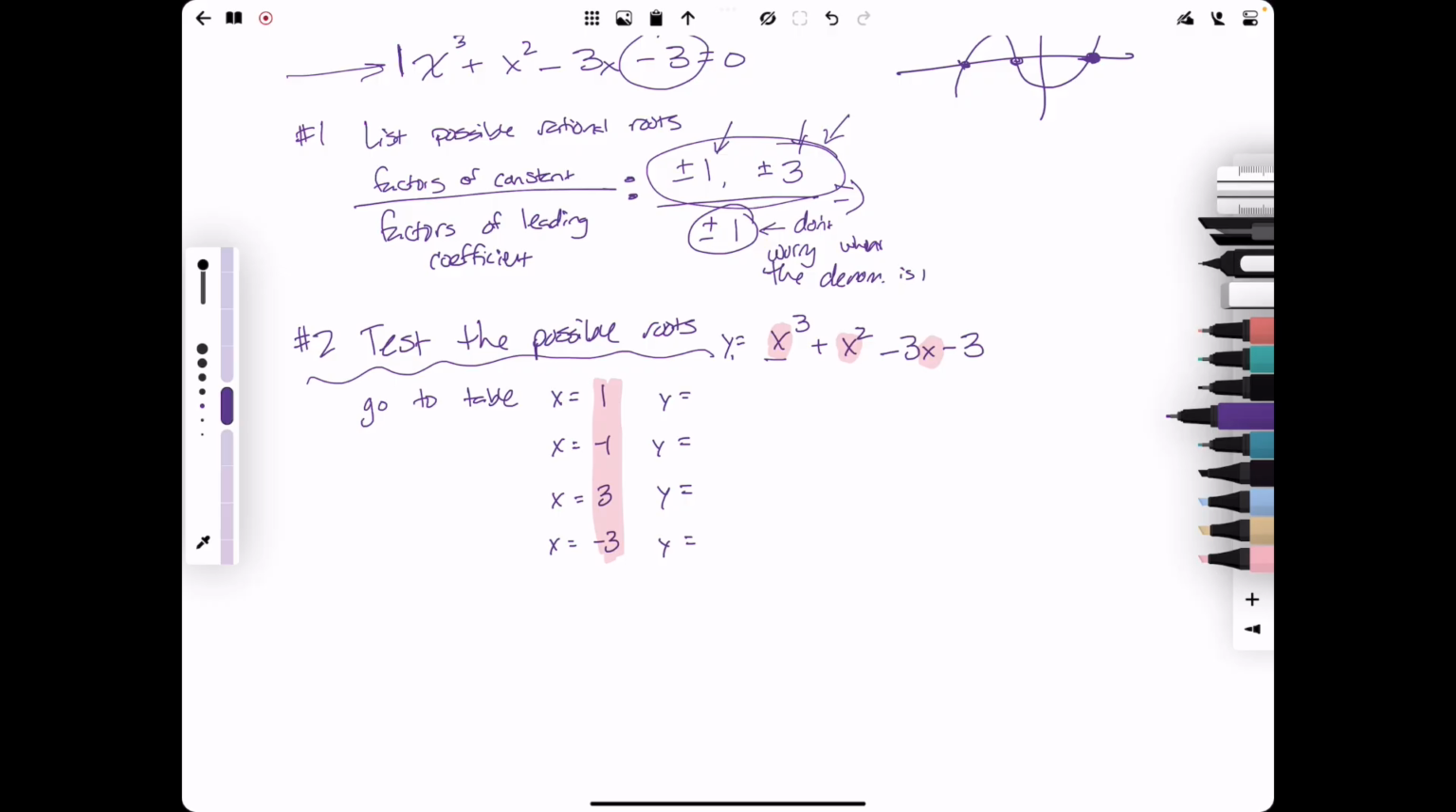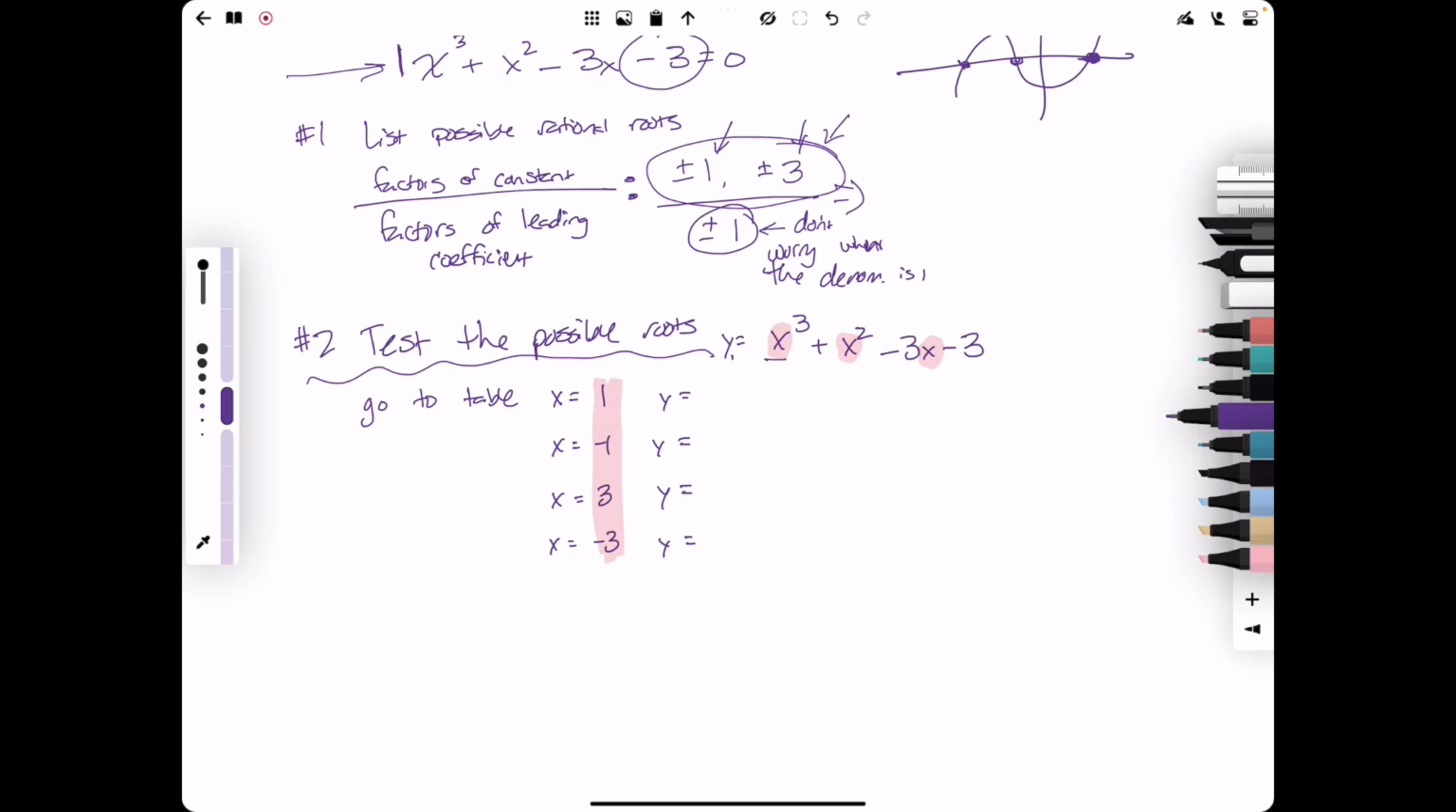x to the third, and then arrow out of there. Plus x squared, minus 3x, minus 3. Then you go to the table, second graph, and you type in what you want. You want to type in 1 and press enter, -1, 3, and -3.